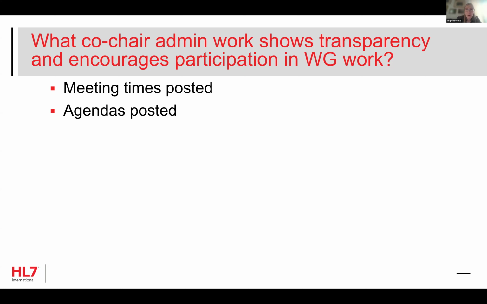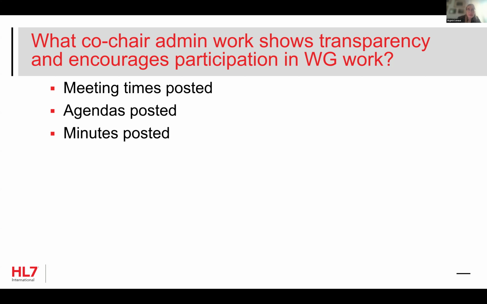You need to have your agendas posted. And I've heard you should have your agenda posted before 5 seconds before the meeting. Having those agendas posted at least a couple days in advance gives people a chance to see them, to decide if they want to show up to your meeting or not.